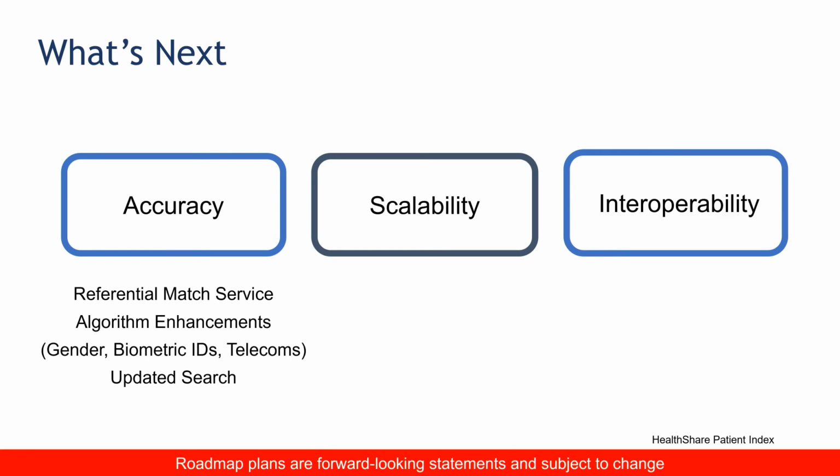We're looking to start using biometric IDs that are passed to us from biometric systems downstream. We're modifying how we evaluate telecoms, email, and mobile phones. We may weight those slightly differently because we've seen those have more importance in matching a patient. And we're also going to update our search to allow searching on more parameters and more telecom-specific information.